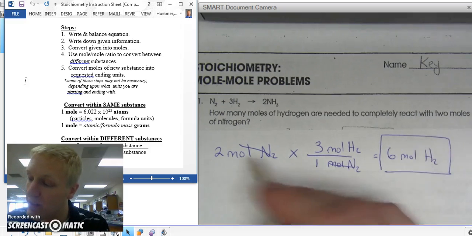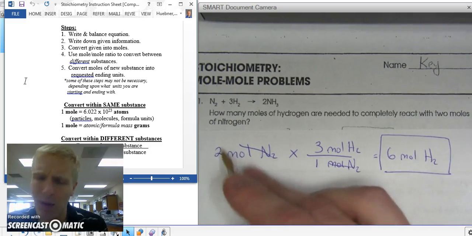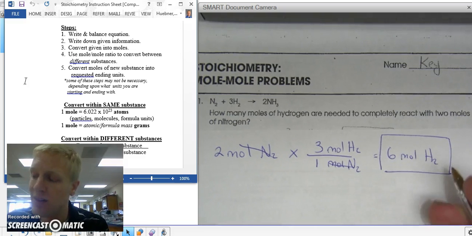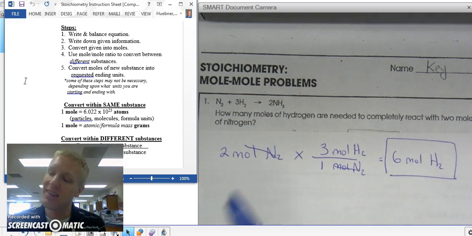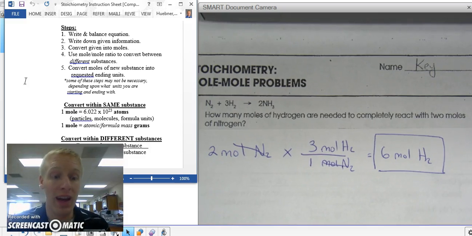And sig figs: 2 moles, so we have one significant figure. And that is how you do a mole-mole stoichiometry problem.